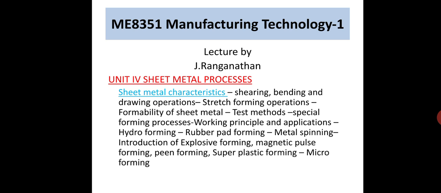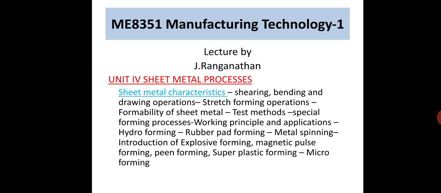Syllabus: Sheet metal characteristics, shearing, bending and drawing operations, stretch forming operations, formability of sheet metal, formability test methods, special forming processes, working principle and applications of hydroforming, rubber pad forming, metal spinning, explosive forming, magnetic pulse forming, pin forming, superplastic forming, microforming.